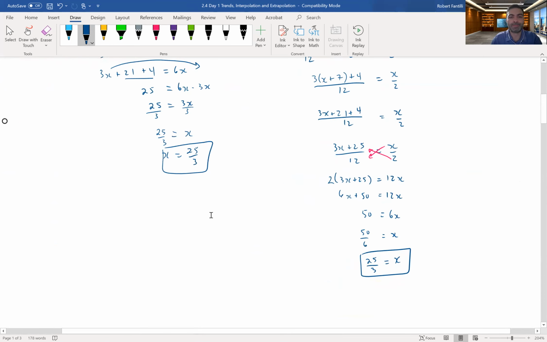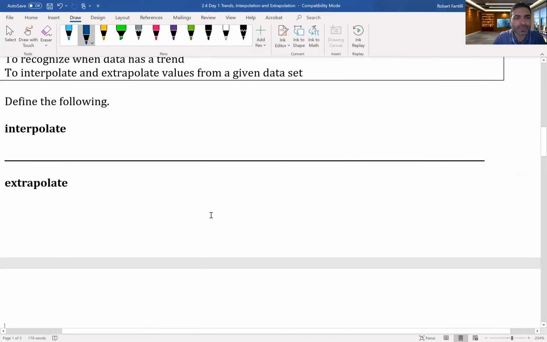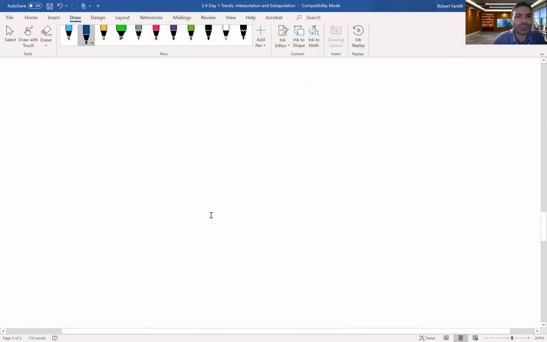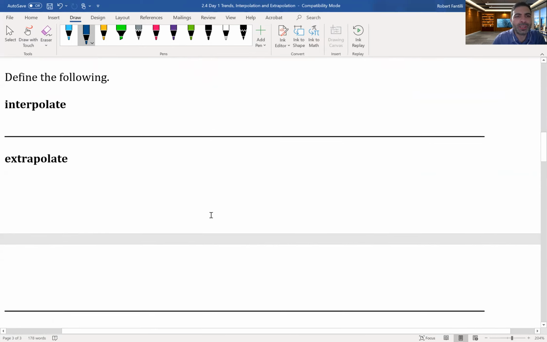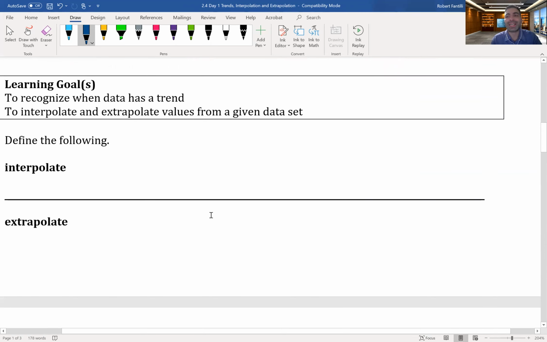Depends on the way your brain works, I guess, and how you feel more comfortable. So here we're going to, the learning goals, sorry, I passed them there by accident. The learning goals are to recognize when data has a trend and to interpolate and extrapolate values from a given set. Because we're talking about interpolate and extrapolate, we need to come up with some definitions.